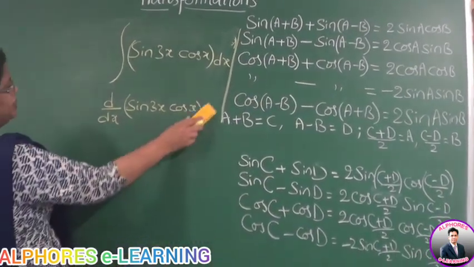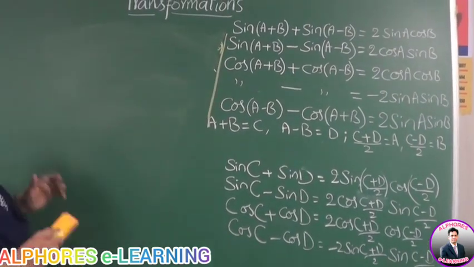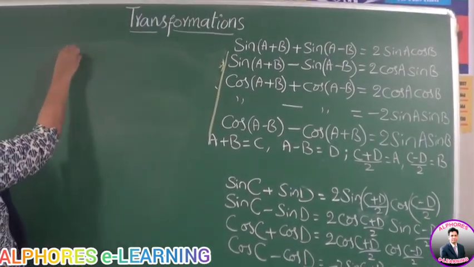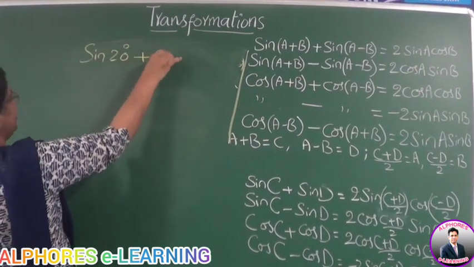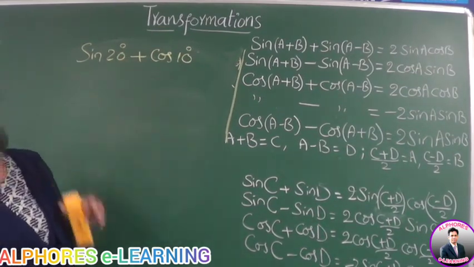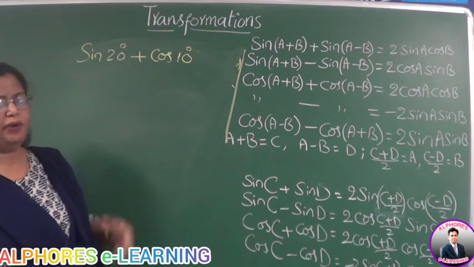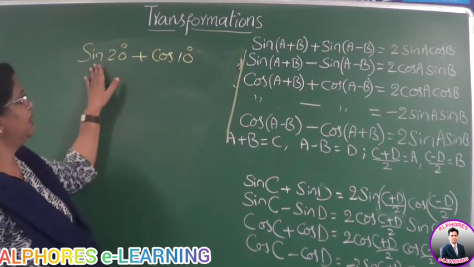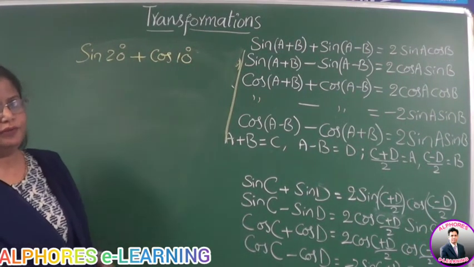And now let us observe some examples. Suppose I am writing sin 20 degrees plus cos 10 degrees. Understand? Sin 20 degrees plus cos 10 degrees. Now I want to write this value as a product of two terms. Here it is a sum of two terms. Now I want to convert it as a product of two terms.